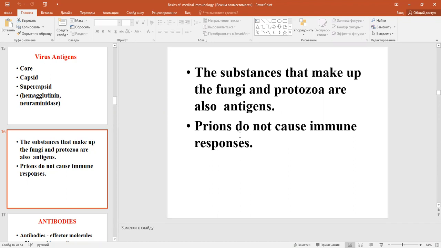Prions consist of just proteins, and they do not cause immune responses because they have a similar antigenic structure with proteins. Those are produced in the brain. So they do not cause immune response, unfortunately. So diseases caused by prions are non-treatable, and immune response is not developed.